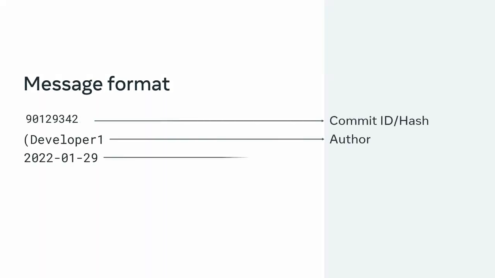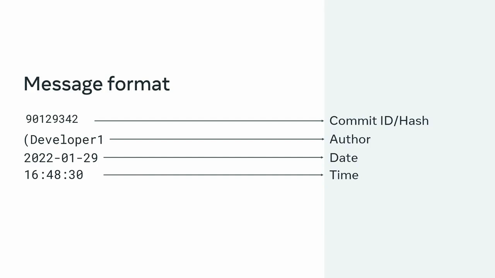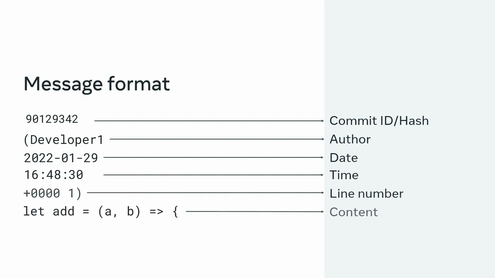To understand what is happening, let's break down the blame messages and go through it line by line. Firstly, let me guide you through the format of each line. Every line will start with the ID, and then the author, the date and time when the change was made, and the exact line number where the change occurred. Then the actual change or content is also returned.